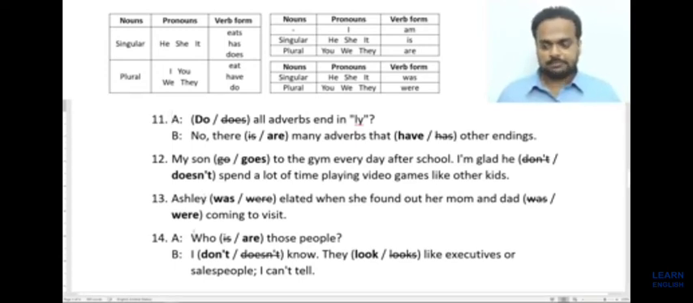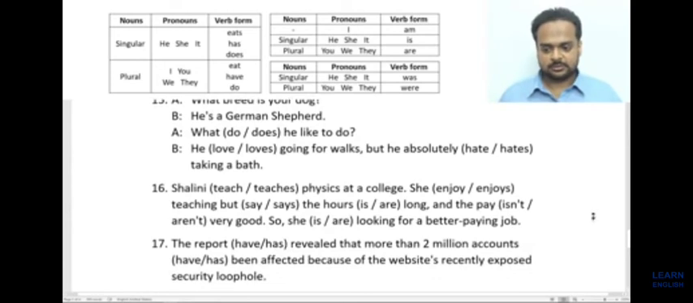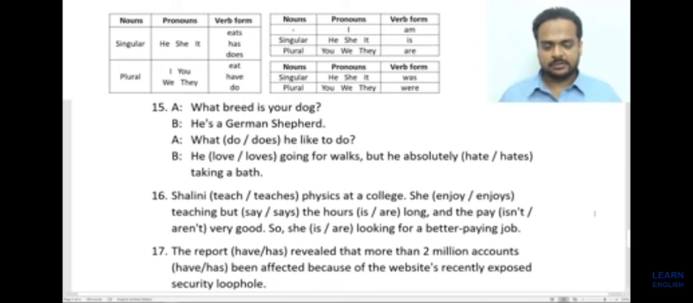Okay, number 14, who are those people? I don't know. They look like executives or salespeople. I can't tell. All right, we move on to our last set of sentences, sentences number 15 to 17. These are slightly longer to challenge you. Go ahead and stop the video and do the exercise.